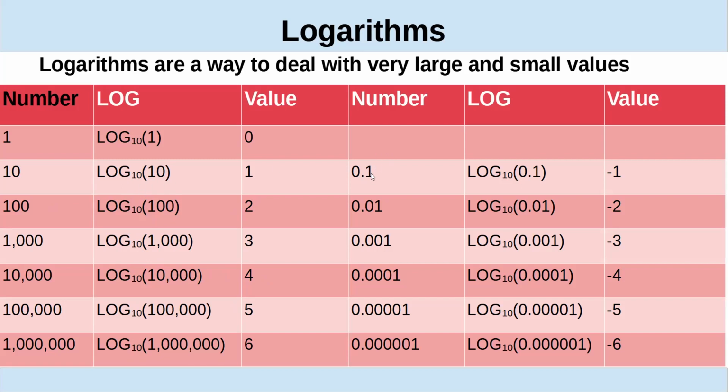If it's a small number, then we're going to wind up with a negative value, but the same sort of ratios, reciprocals, basically. So the log of 0.1 is going to be -1. And the log of 1,000th is going to be -3.